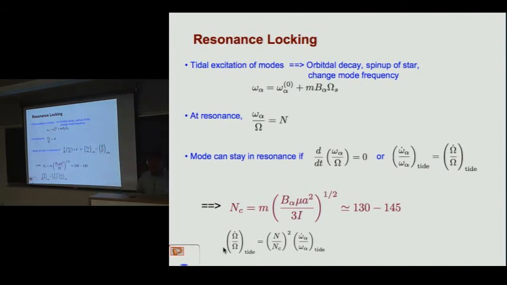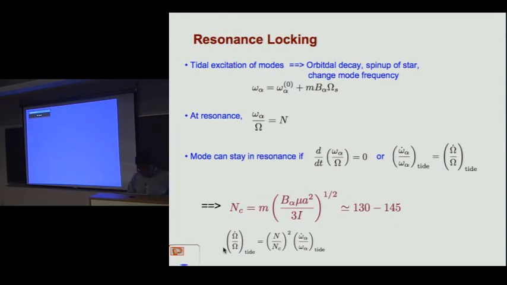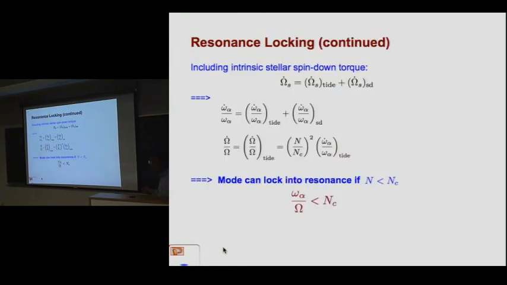Now, having said that, you may say, oh, that's bad because we have to fine-tune this n. We have to somehow be exactly at this n for it to be locked. But it turns out to be better than that, because if you think about it, the star is actually evolving. This is a main sequence star, close to the end of the main sequence. So it's actually expanding, gradually expanding. And so it's slowing down gradually, intrinsically.